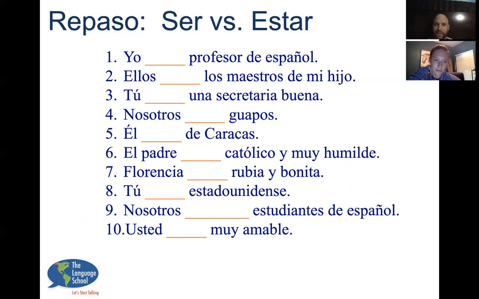Okay, so vamos a practicar. Carly, I want you to choose the correct verb for these sentences, ser or estar. And then you also have to conjugate it in the right form of yo, tú, él, etc. Okay, let's try number 1. Yo soy profesor de español. Muy bien. Ellos son los maestros de mi hijo. Tú eres una secretaria buena. Nosotros somos guapos. Él es de Caracas.